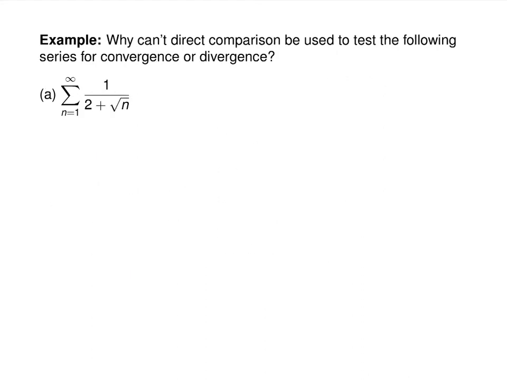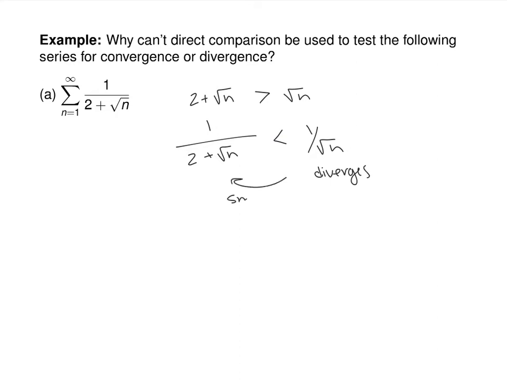All right, why can't direct comparison be used to test the following series for convergence or divergence? We try to apply the same method. We say, okay, well, 2 plus root n is bigger than root n. And so therefore, 1 over 2 plus root n is less than 1 over root n. Okay, so this is the one that you know diverges, but this one is smaller than it.